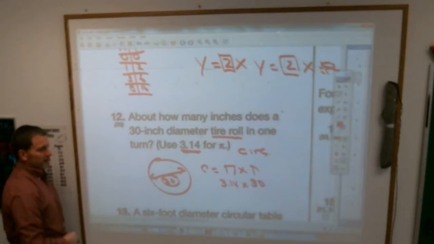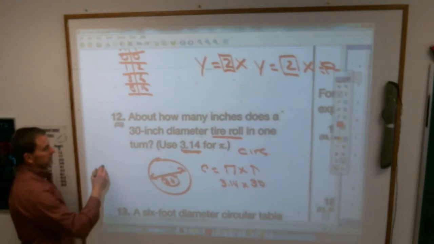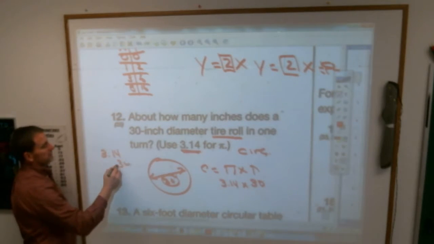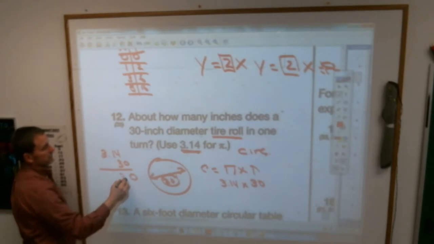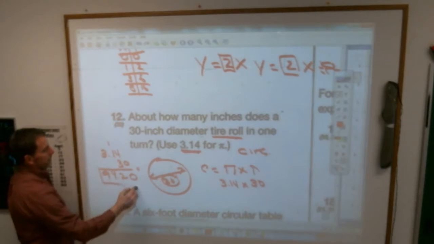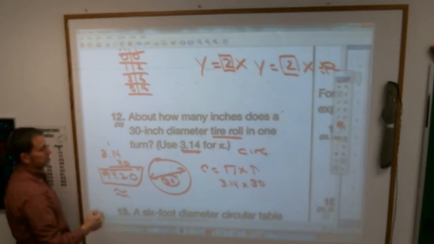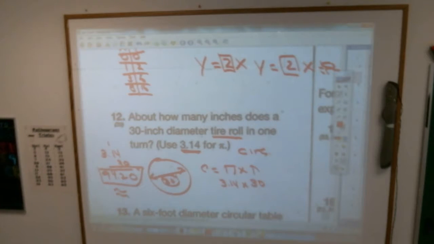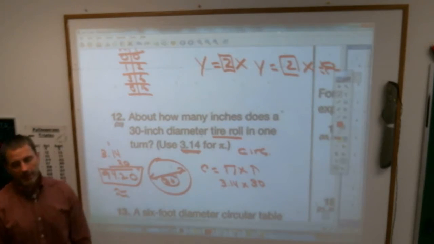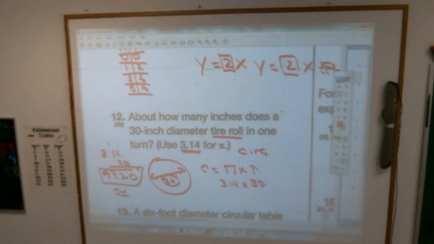You can't tell me just 90, because that is about. You were in seventh grade, you should be able to get as close as humanly possible. 94.2 inches. And that's still an about. That's not an exact number, because 3.14 is not. And that's the same reason for number 13. That is an approximation, they say. A P P R O X.